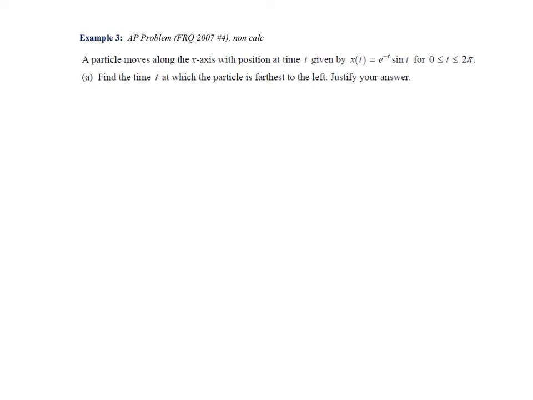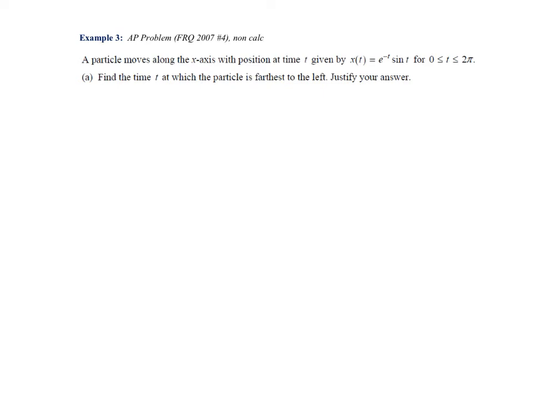All right, example 3, AP problem from back in 2007. This is a non-calculator example. So yet again, we're going to have to rely upon, it looks like, some trig and maybe some special algebra skills here to find the answer. So let's read it. A particle moves along the x-axis with position at the time t given by the following for the time from 0 to 2 pi. Part A of this particular question said find the time t at which the particle is farthest to the left.